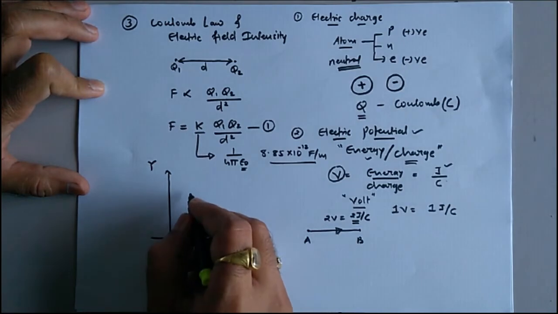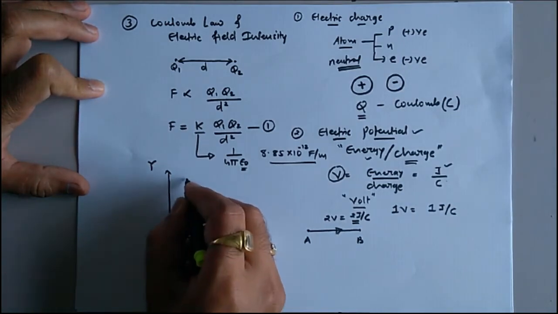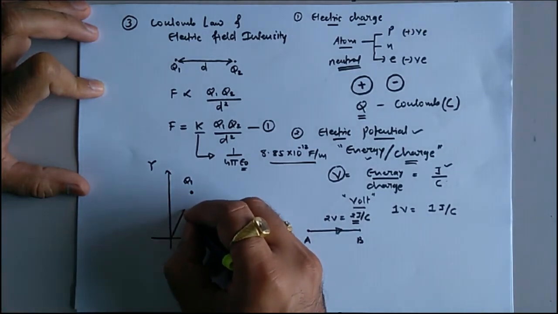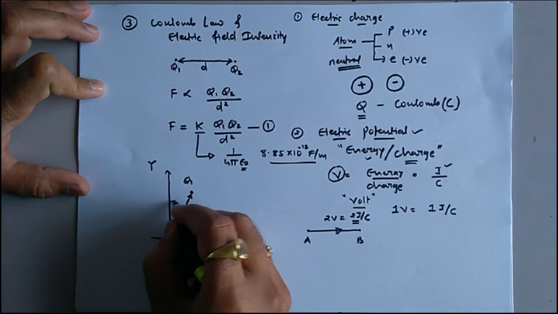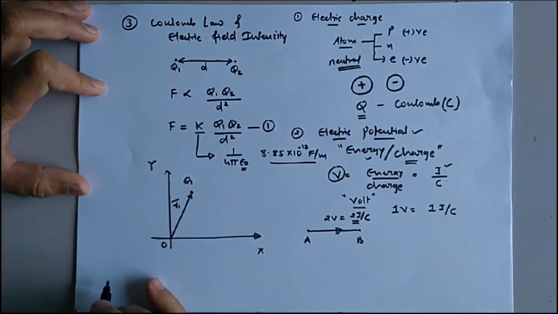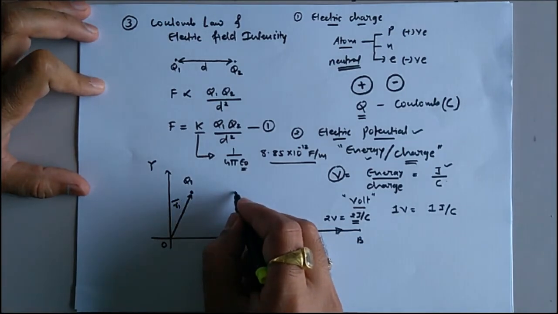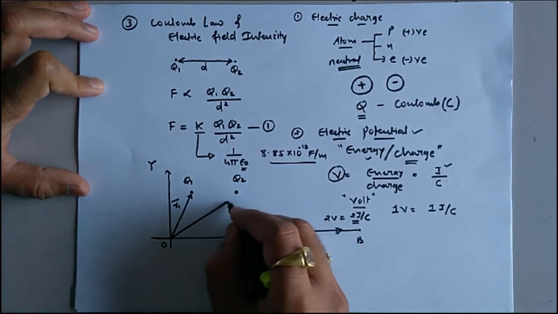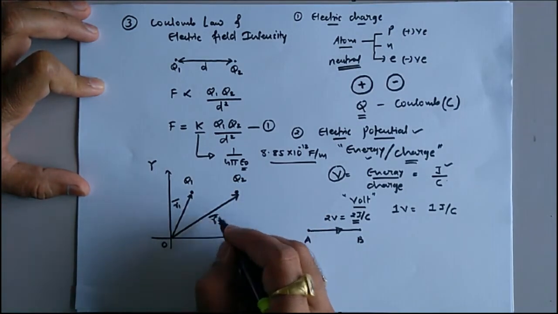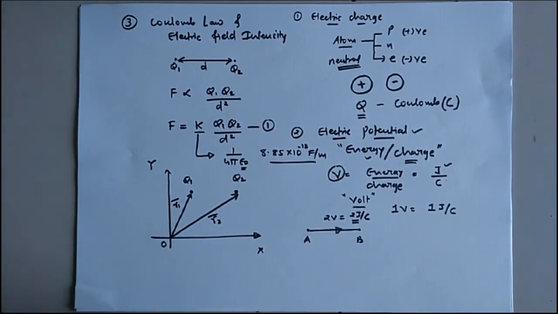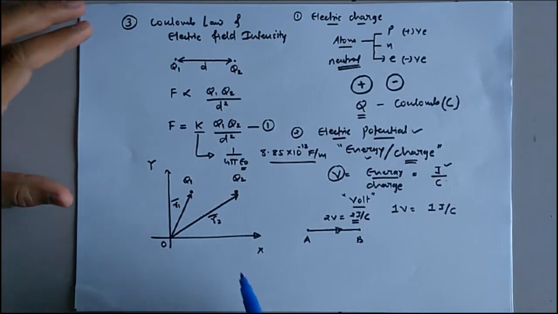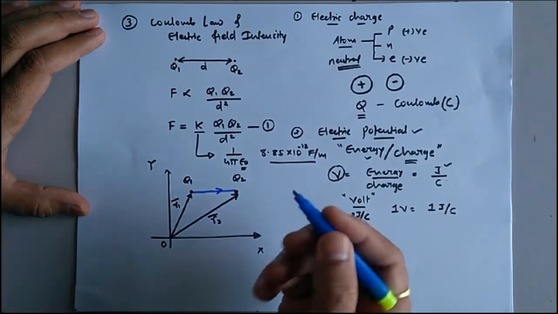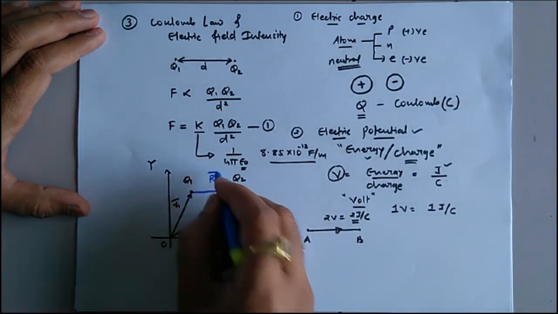Let us consider that at this particular point we have charge Q1, which is at a distance of r1 bar with respect to origin O. In the same way, somewhere over here we have another charge Q2, which is at a distance of vector r2 bar with respect to origin. And the distance between these two charges is indicated by another vector, which is r12 bar.